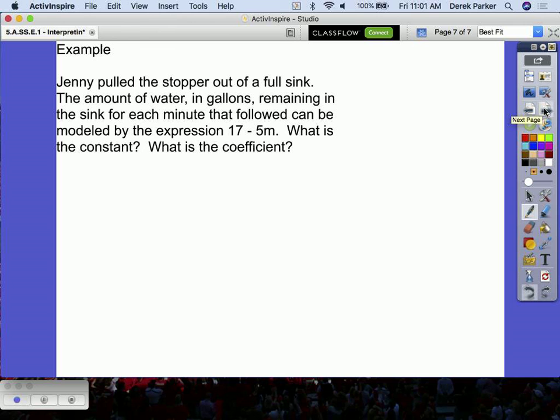Jenny pulled the stopper out of a full sink. The amount of water in gallons remaining in the sink for each minute that followed can be modeled by the expression 17 minus 5m, and I'm going to say y equals.